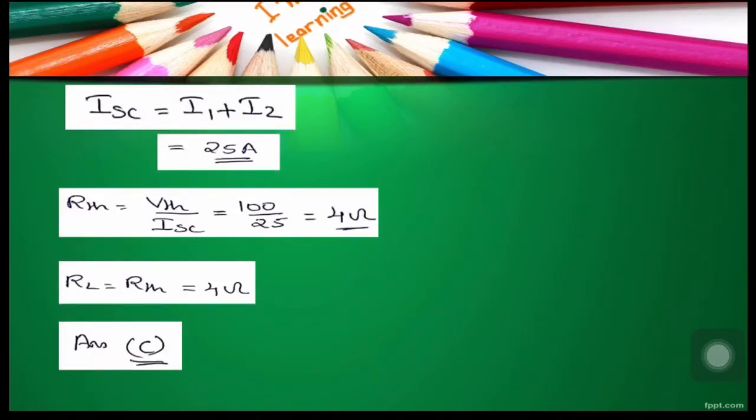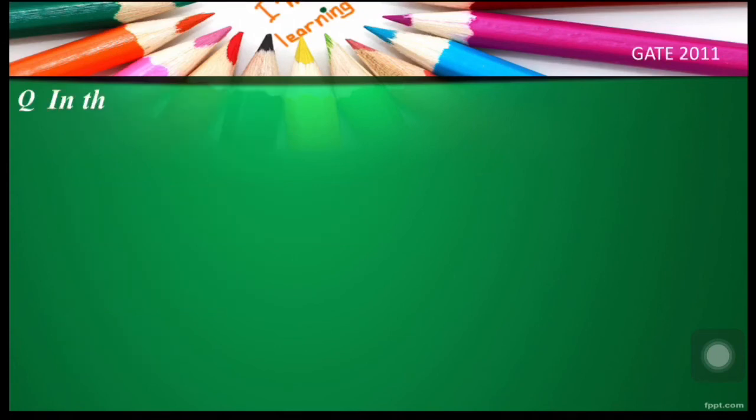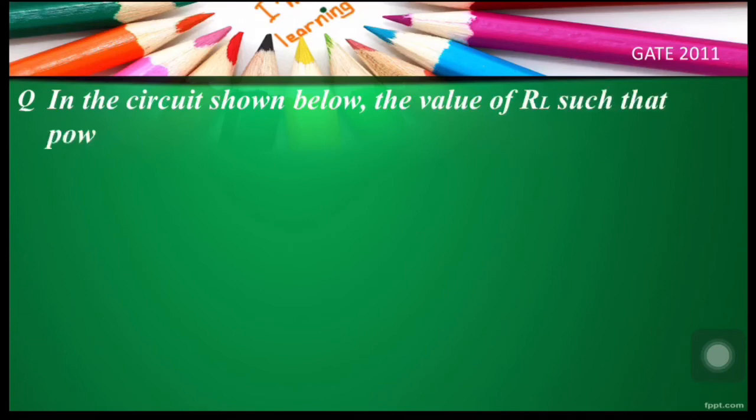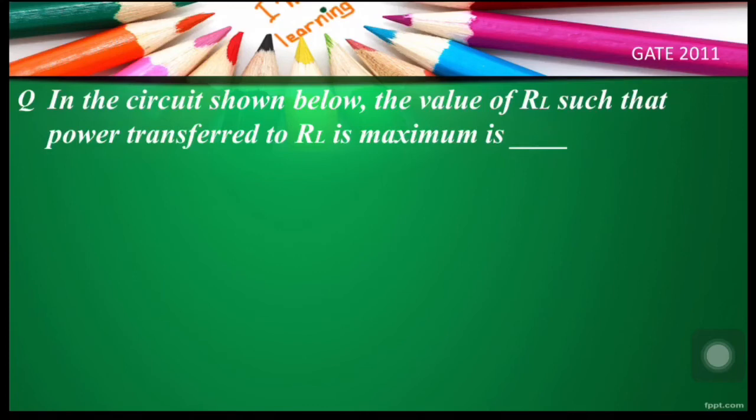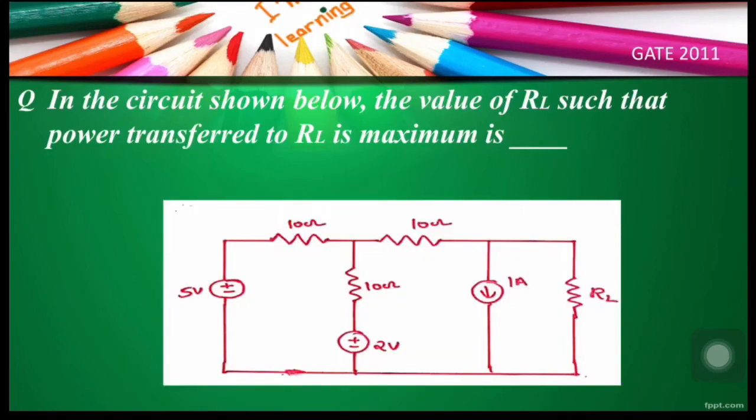Now let's see a question from GATE 2011. In the circuit shown below, the value of RL such that power transferred to RL is maximum is dash. You can see the network here. Have a look at the 4 options given. Option A 5 ohm, option B 10 ohm, option C 15 ohm and option D 20 ohm.